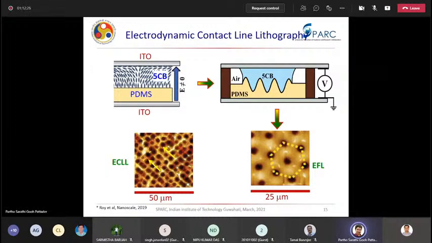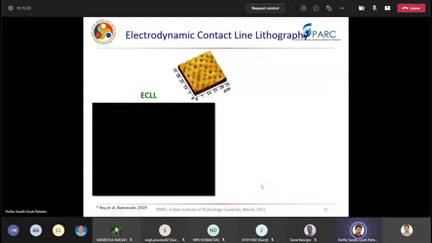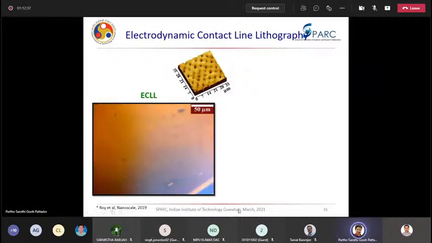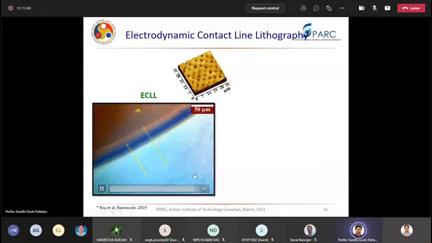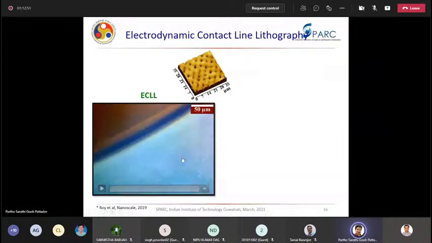With a very small amount of reactant, we can get a very small amount of product to identify something. Here I have a video, so this sort of pattern we are getting from electrodynamic contact line lithography. See this 5CB we are talking about, that liquid crystal. It is flowing over this flat PDMS, and I don't know whether you are able to see that, these small structures are aligned in this direction. So this sort of microstructure we can get from ECLL.